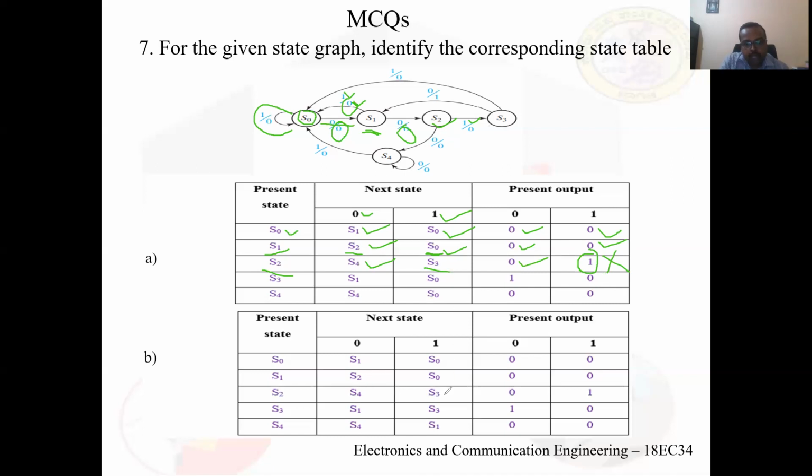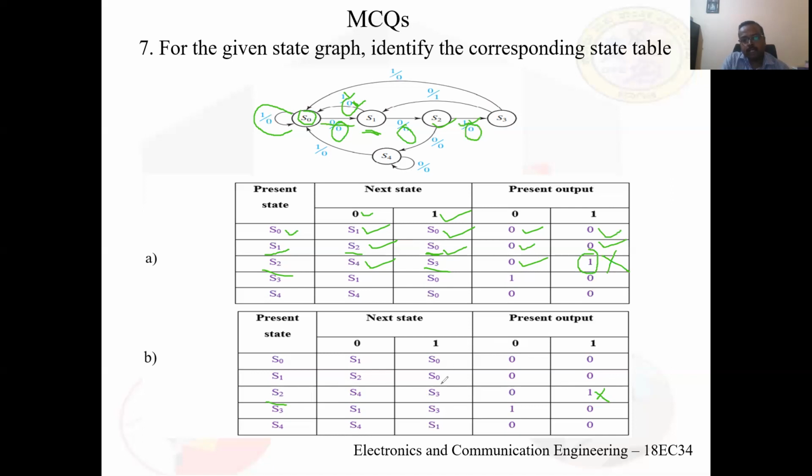Now what we have is S4 here, and S3 here. This is S1 and S3. And now look at when S2 goes to this one. So this is also wrong, because when the present state is S2 and X is 1, the output is 0 here.